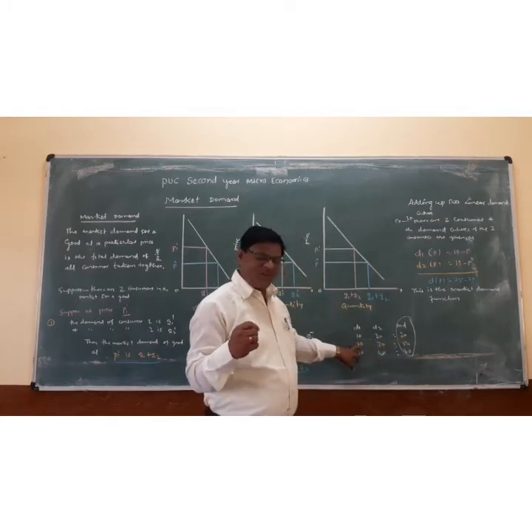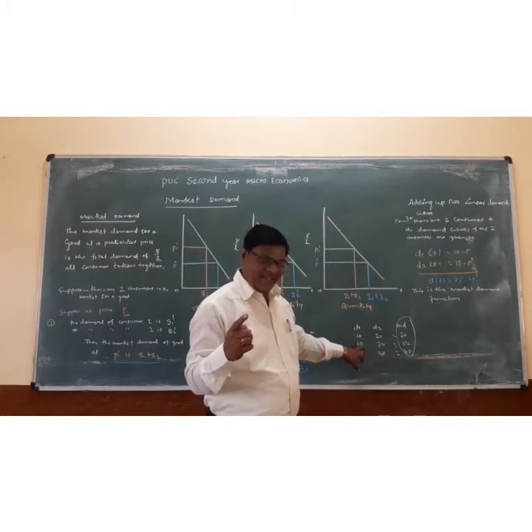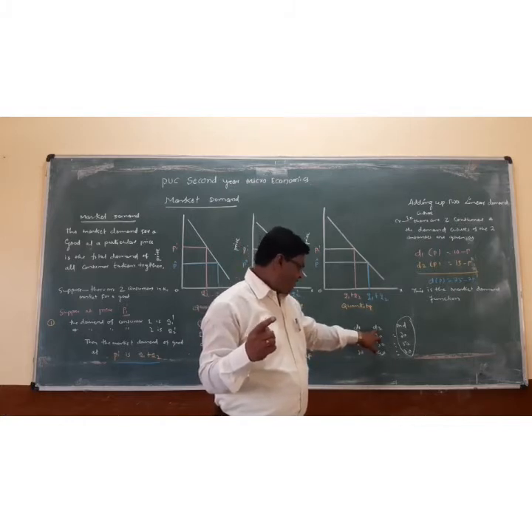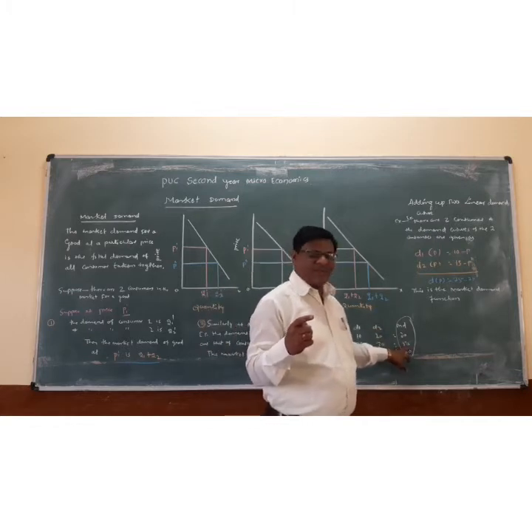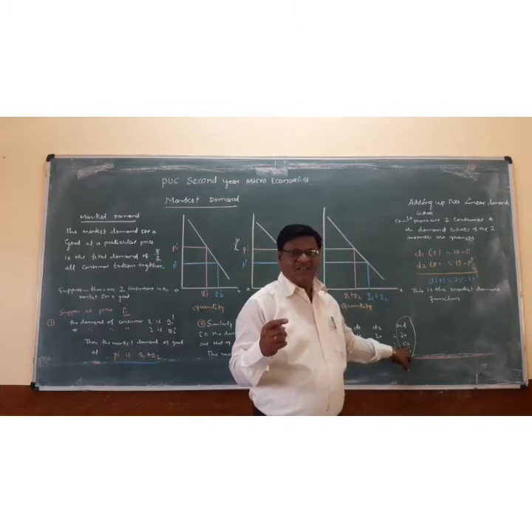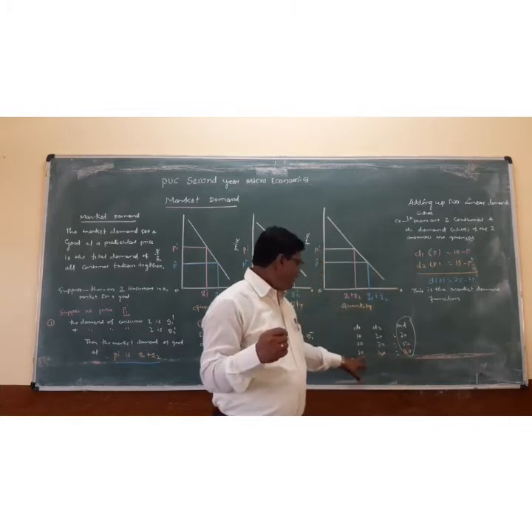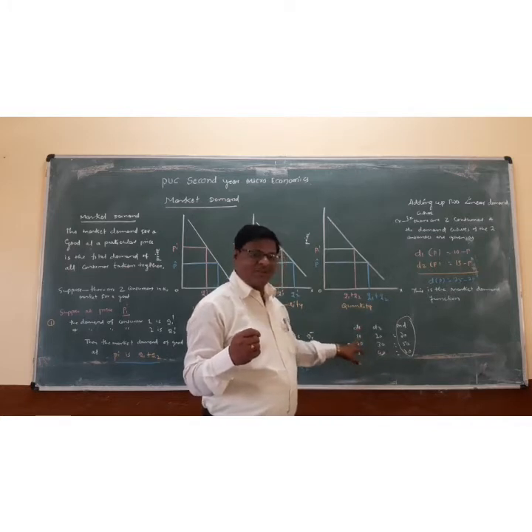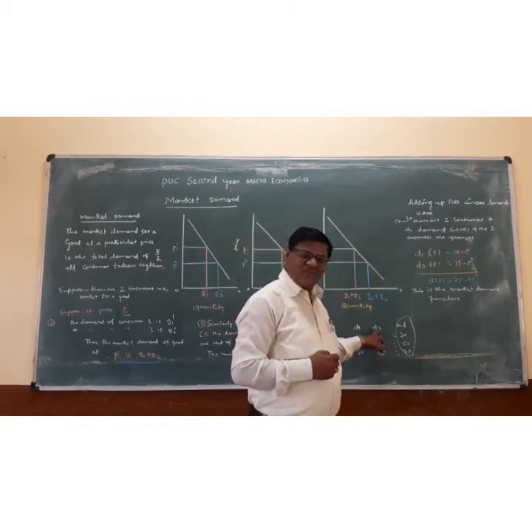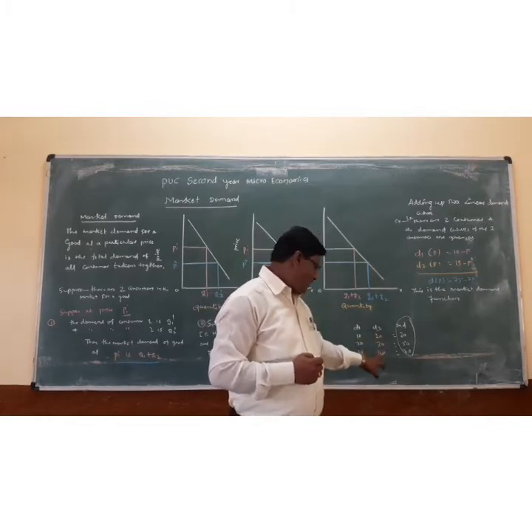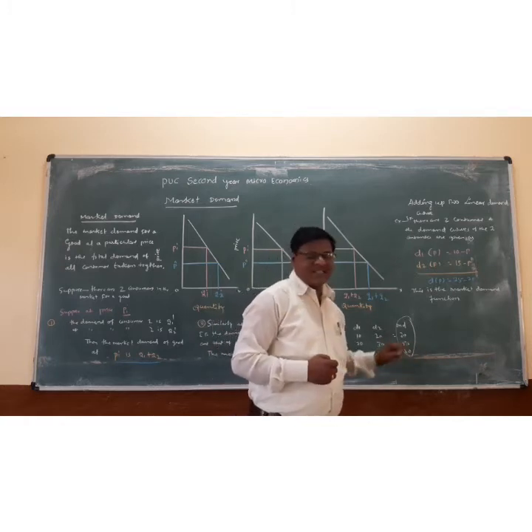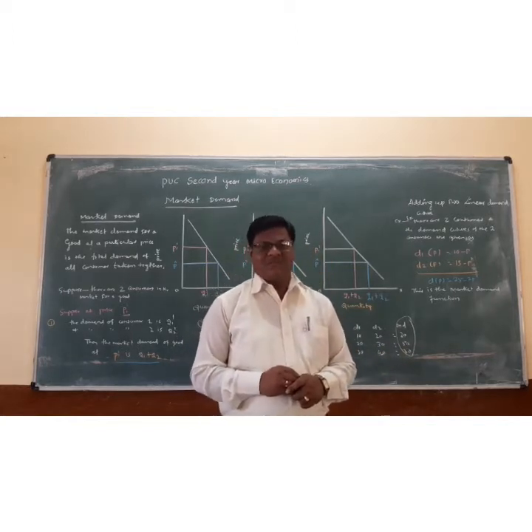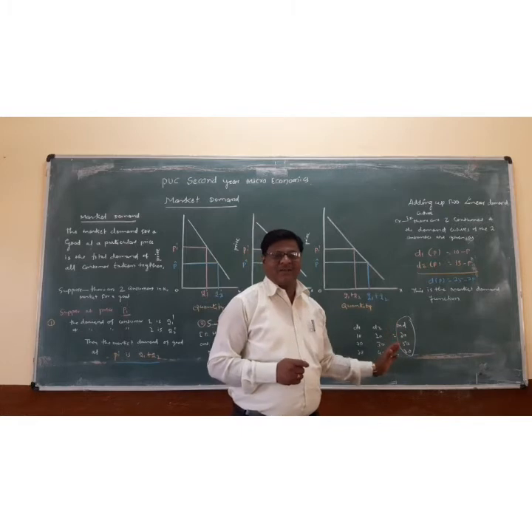The demand of consumer 1 is 20 and of consumer 2 is 30. 30 plus 20 is equal to 50. 50 is the market demand. And lastly, the quantity demanded by consumer 1 is 30 and by consumer 2 is 40. The total market demand is 40 plus 30, equal to 70. It is very easy to find the market demand.